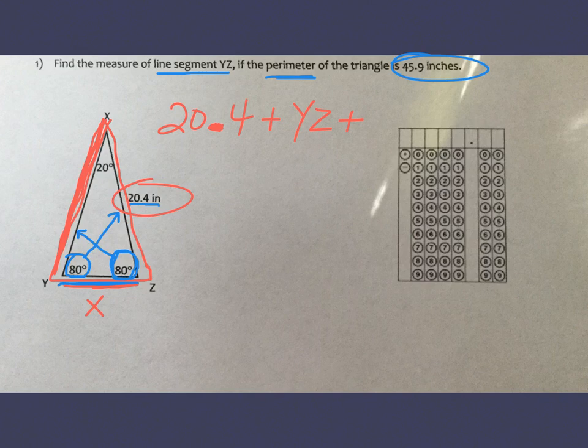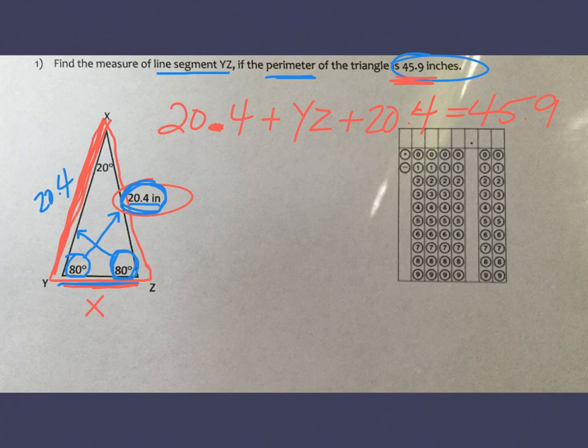If these two angles have the same measure, then the sides opposite them have the same measure as well. So if we've got 20.4 right here, then we must also have 20.4 right here. So 20.4 plus YZ plus 20.4 is going to equal 45.9, the entire perimeter. All of the sides must be equal to the entire perimeter.